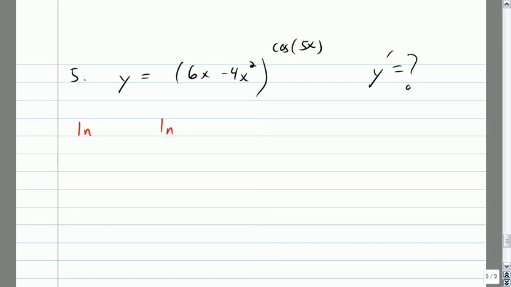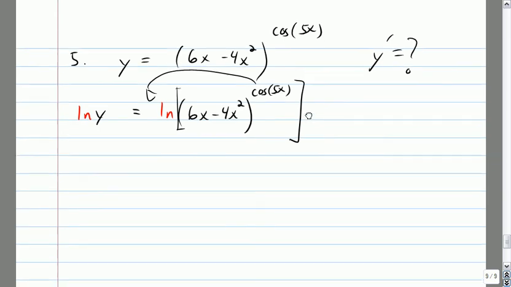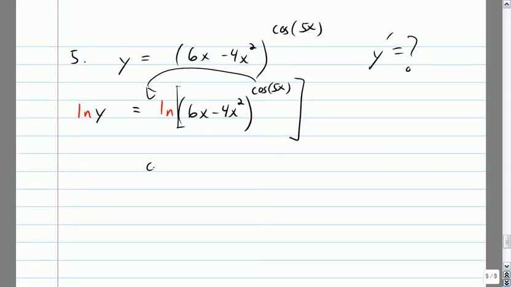Natural log. So no calculus. It's just procedural. I take the natural log of both sides. 6x minus 4x squared to the cosine of 5x. Properties of logarithms. It's kind of nice. One of the properties we regularly use. We get to move that thing out front. So that turns into cosine 5x times natural log of 6x minus 4x squared.